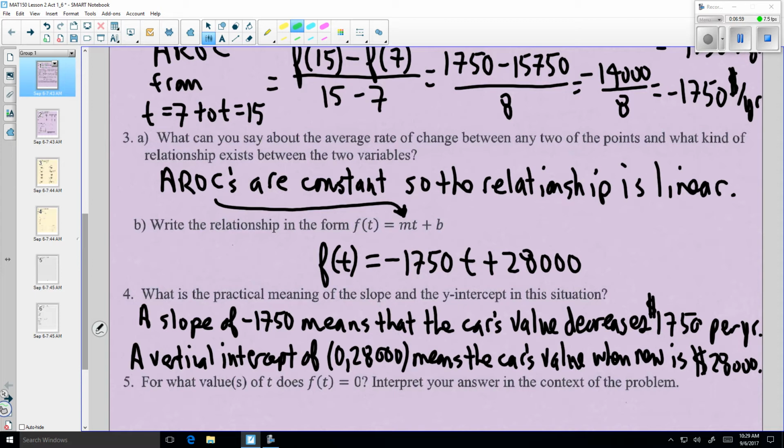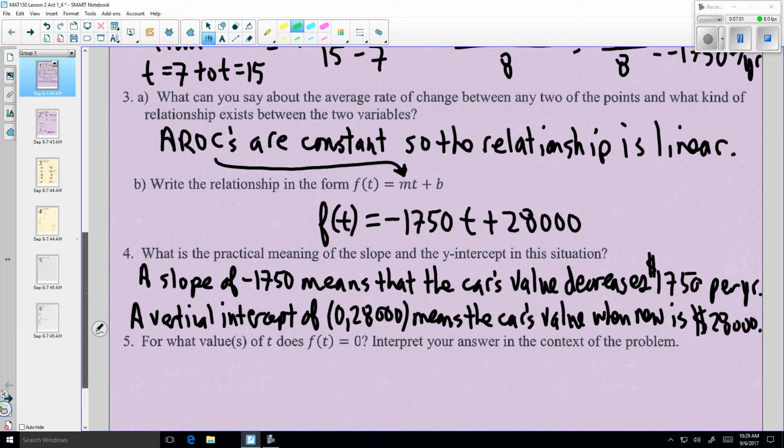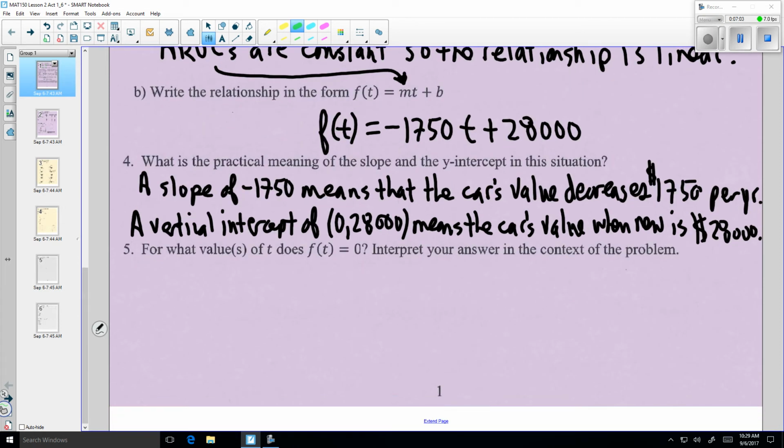And then finally, we're going to look at the case where the f of t value equals 0. What that really means is the output is 0. So that means that we're talking about the time it takes for it to reach $0. So we take our equation in this situation right here, and replace f of t with 0.